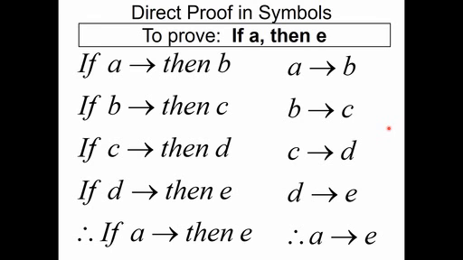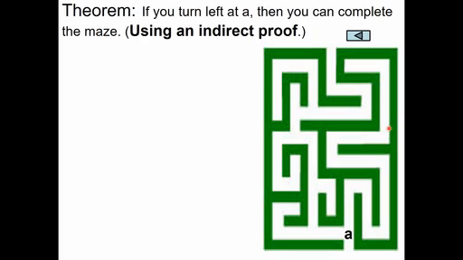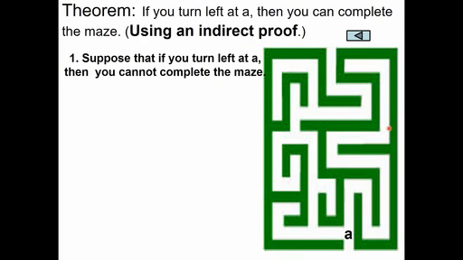Direct proof. Let's go back to this maze and try to use an indirect proof. Indirect proof. How's that going to work? If we're trying to prove that you can complete the maze, when you use an indirect proof, we're going to suppose the opposite of that. We think you can complete it if you go left. But let's just say if you go left, you can't complete it.